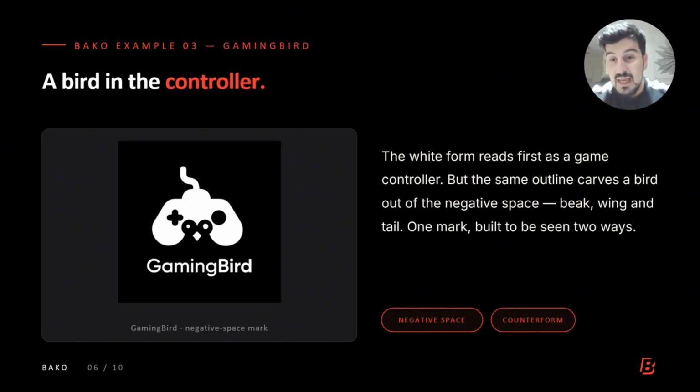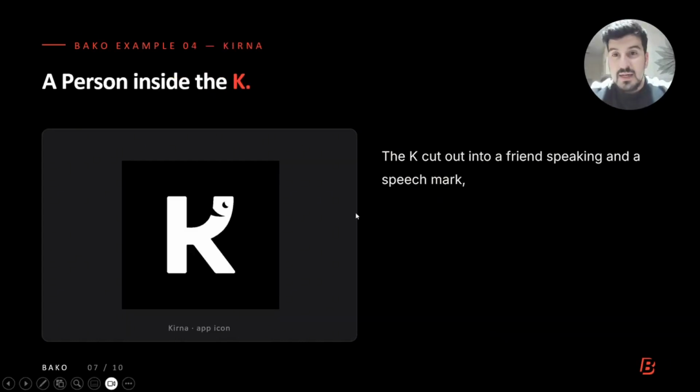So moving on, this is a bird, and I utilized the empty space of the controller, using the two analog sticks as the eyes for the bird, and used a diamond for the beak to complete the shape. So I saw an opportunity and I utilized this in the best way possible, and it came out really well.